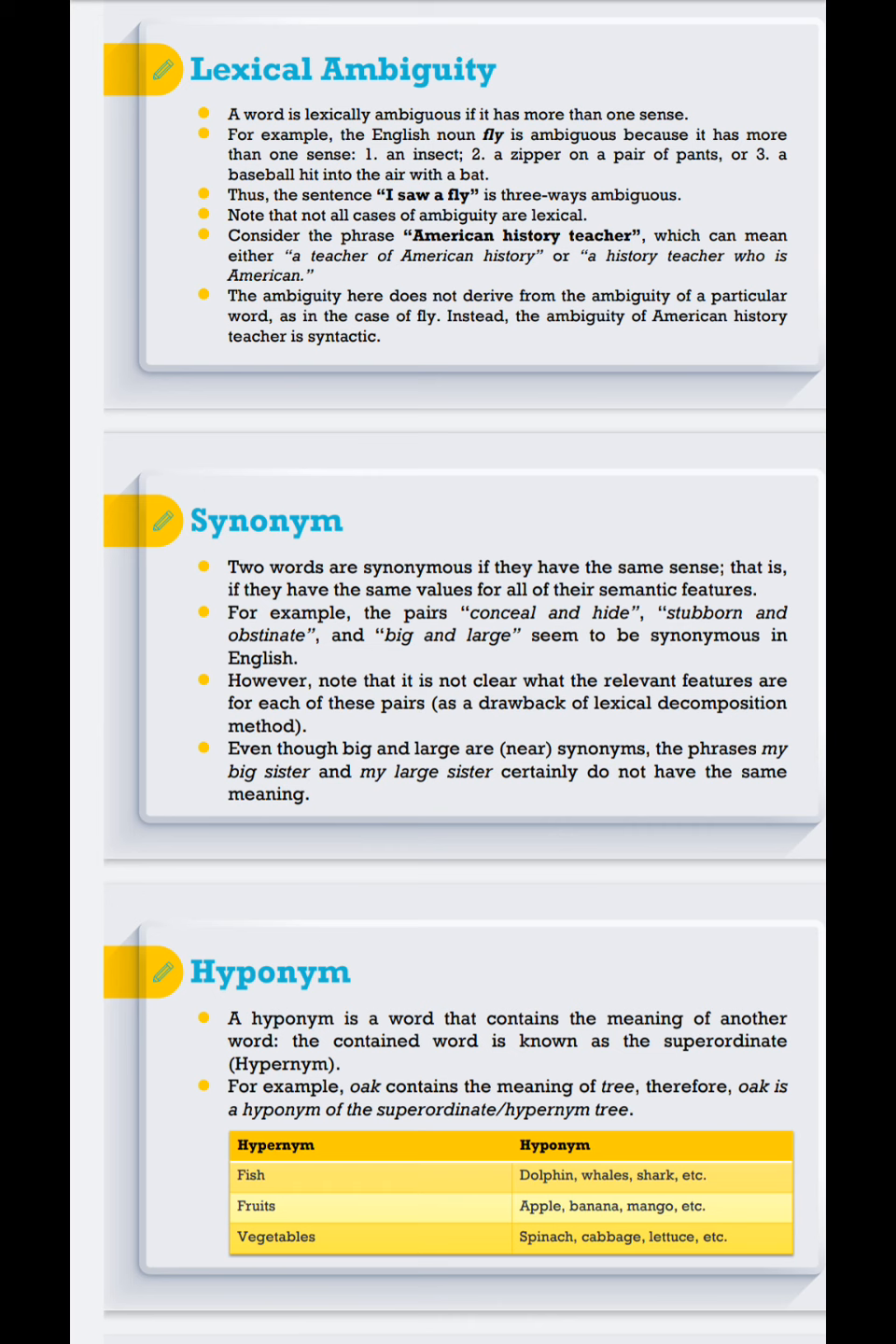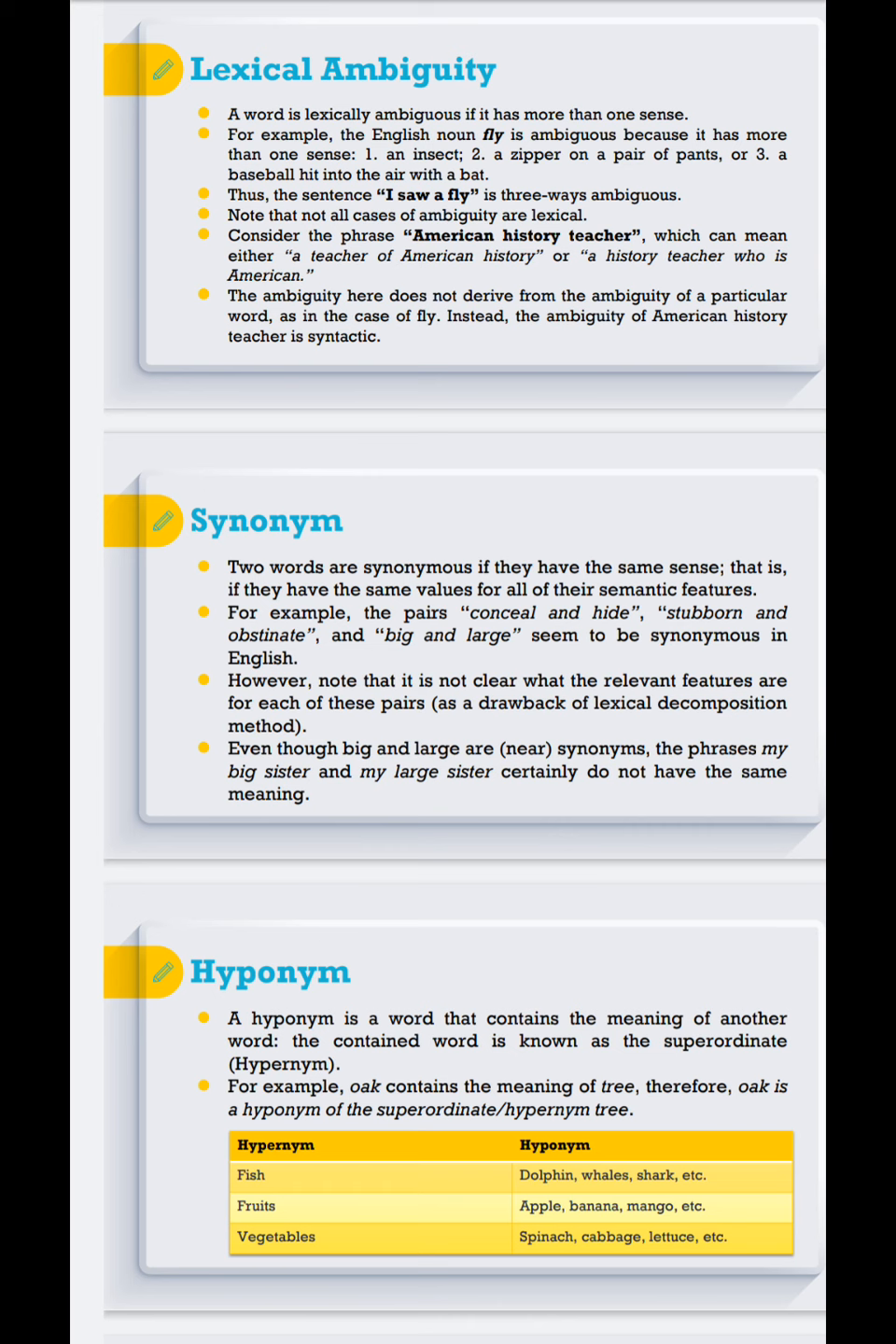And we continue to the hyponym. A hyponym is a word that contains the meaning of another word. The contained word is known as the superordinate or hypernym. For example, oak contains the meaning of tree. Therefore, oak is a hyponym of the superordinate or hypernym tree.